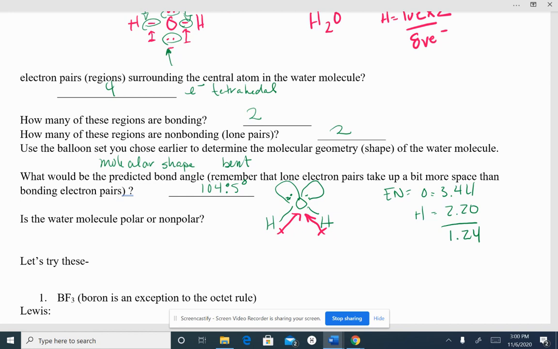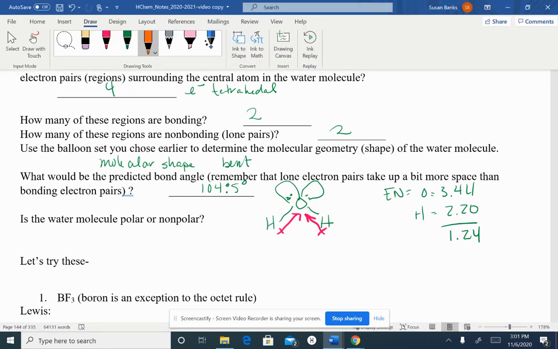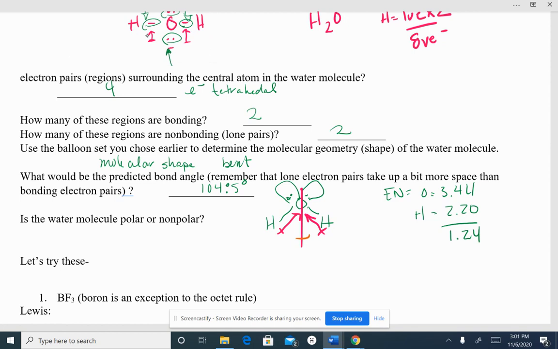So do those dipoles cancel out? No. We're going to end up with one large dipole that goes through the molecule, kind of like that. Okay, we will have a large dipole that goes through that. So that molecule is very negative on the oxygen end and very positive on the hydrogen ends, just because of that huge difference in electronegativity. So water is very polar, very, very polar.